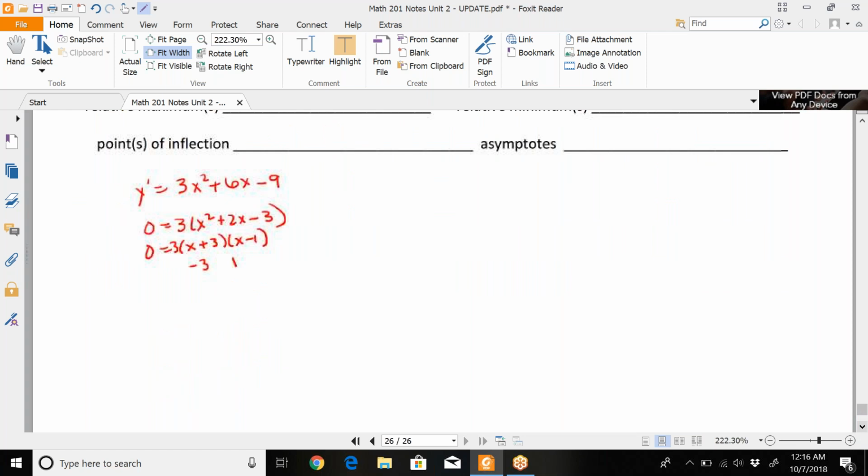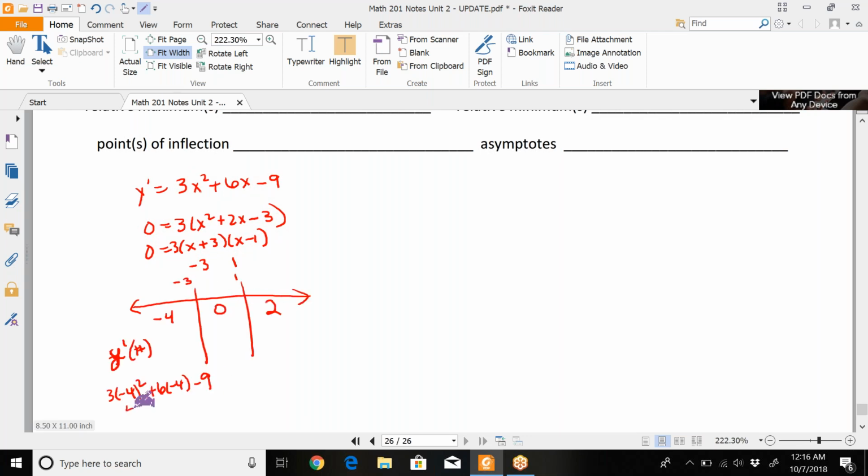So -3 is smaller, 1 is larger. We can pick -4, 0, and 2. Plug those into the first derivative, which is y prime in this case. So if we plug -4 in, that would be 3 times -4 squared plus 6 times -4 minus 9. That's 16 times 3, so that's 48 minus 24 minus 9. That's going to come out as an overall positive, which means we are increasing on that region.